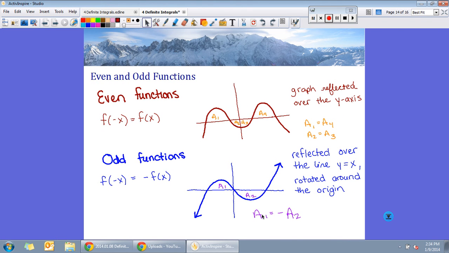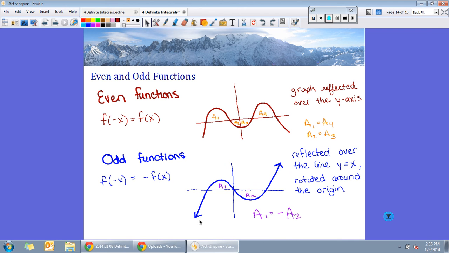Okay, so we reviewed even and odd functions today in class, where an even function is reflected over the y-axis. So since it's a mirror image, any area from the left side of the y-axis is going to be reflected on the right side. So A1 is going to be equal to the area of A4, and A2 is going to be equal to the area of A3.